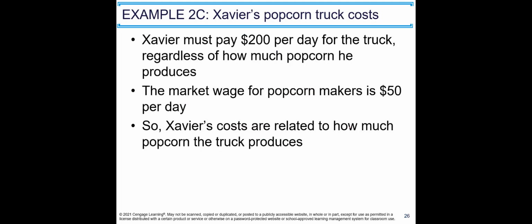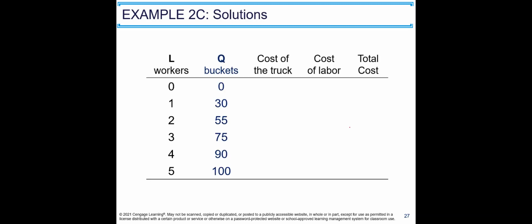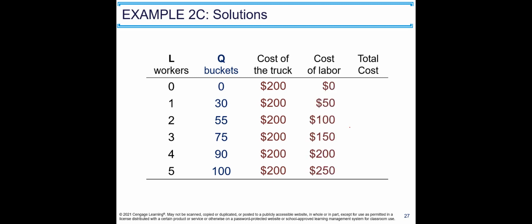Xavier must pay $200 per day for the truck regardless of how much popcorn he produces. The market wage for popcorn makers is $50 per day. So Xavier's costs are related to how much popcorn the truck produces. So here we see the number of workers and the number of popcorn buckets produced. Cost of truck is always $200 per day, but we need to find out cost of labor, right? Cost of labor is going to change depending on how many workers you hire. If you have only 1 worker, then the cost of labor is 50.